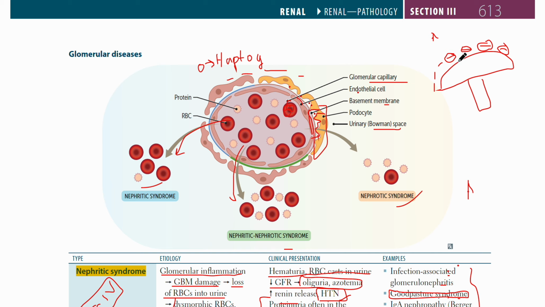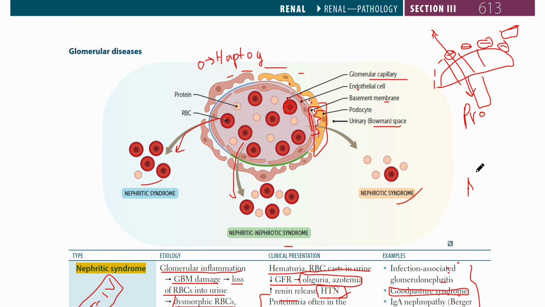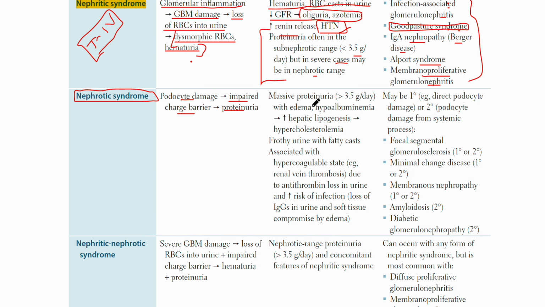But if there is damage in between these podocytes, the pore size also increases, and the repulsion is not enough, like the charge is not enough to repel the albumin, thus the albumin gets filtered out, and that will cause proteinuria. So proteinuria is a major feature of what? Nephrotic syndrome. So massive proteinuria is there, which is greater than 3.5 gram per day, with edema.